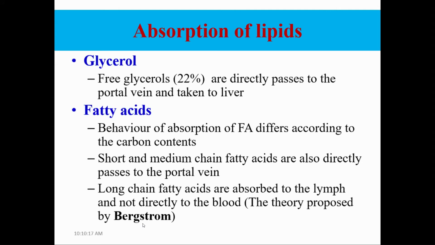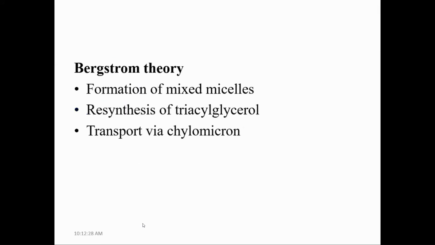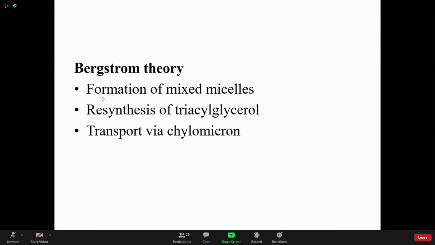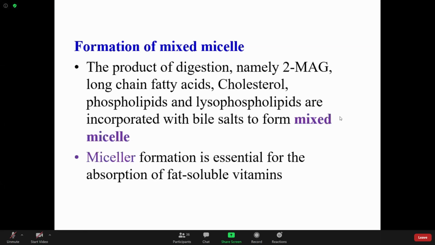So the Bergstrom theory includes three things. One is the formation of mixed micelles. Then the resynthesis of triacylglycerol in the epithelial cells of the intestine. And after that, there is transport of this triacylglycerol to the circulation by forming chylomicrons. So the first one is the formation of mixed micelles.